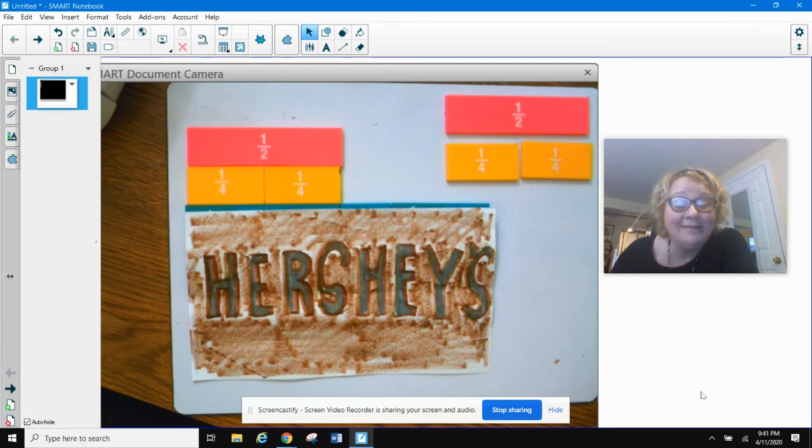That is what an equivalent fraction is. Different numerators, different denominators, but they're still the same amount. 1/2 is equal to 2/4.